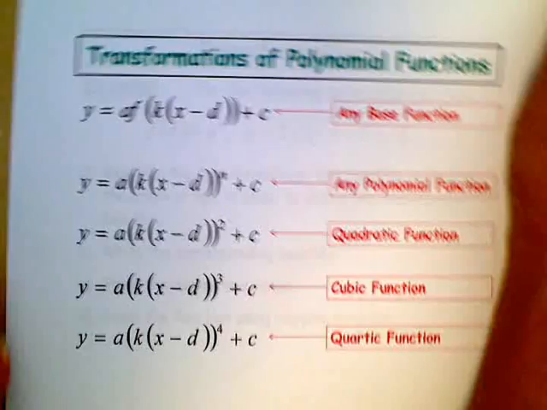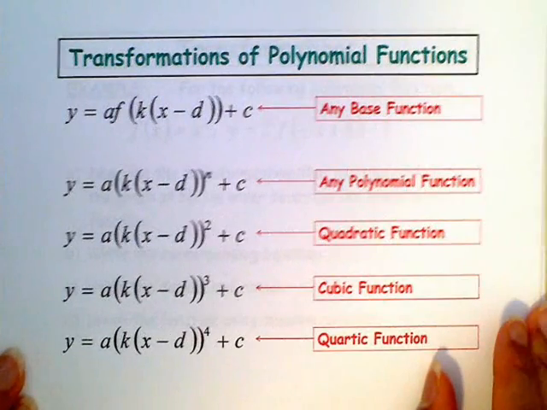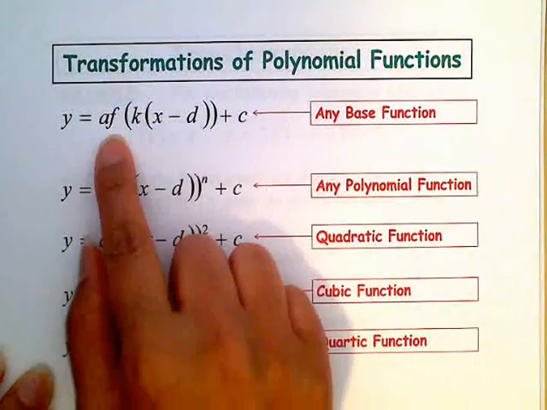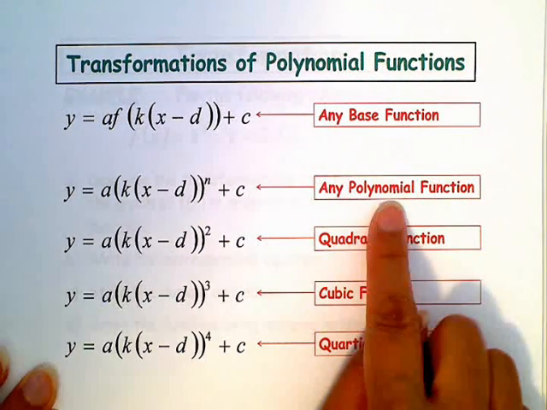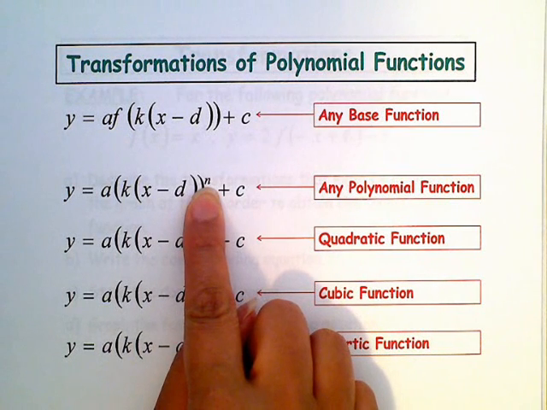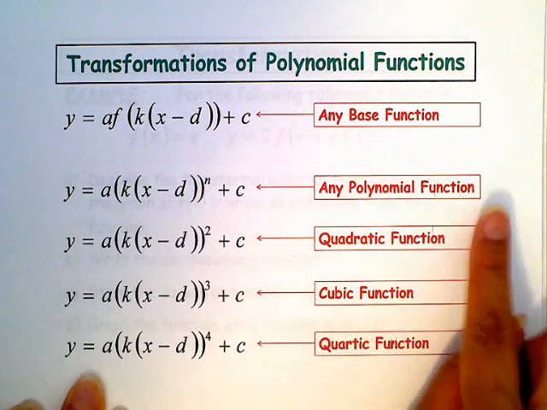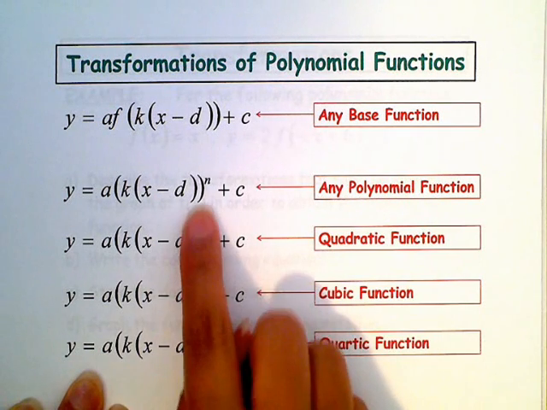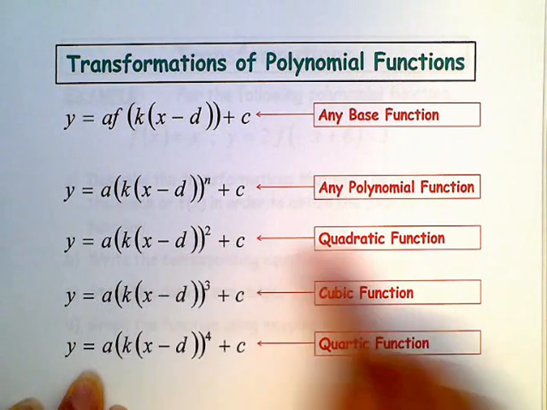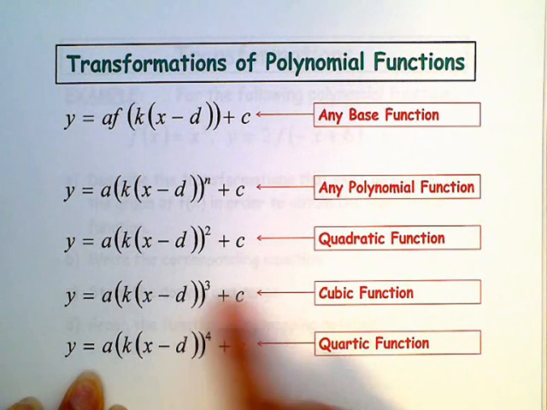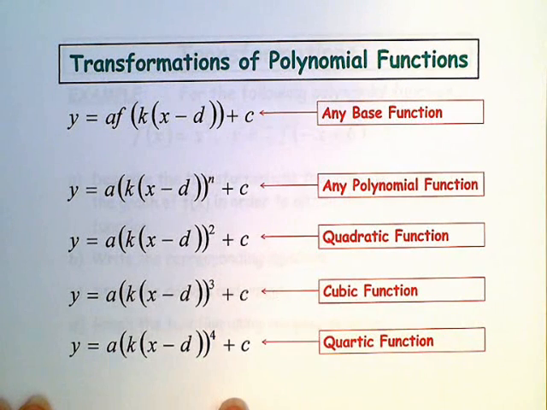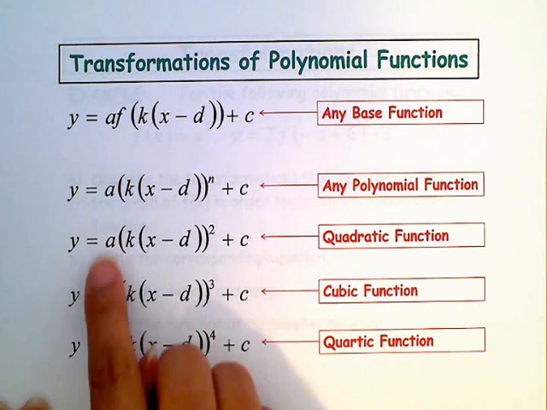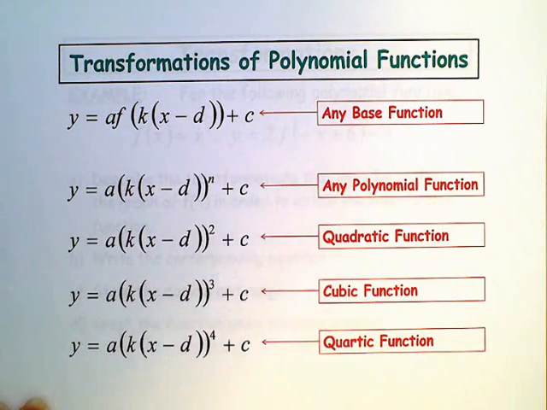So, transformations of polynomial functions. Depending on whether you're looking at any base function, you would include an f if it's just any base function, or whether you are looking at a polynomial function, you would have an exponent applied. You can look at specific examples of polynomial functions as well. A quadratic polynomial function would have an exponent of 2. A cubic polynomial function would have an exponent of 3. And a quartic polynomial function would have an exponent of 4. And so you can see that they all look exactly the same. The only difference is what the base graph would look like, but how a, k, d, and c are applied to any one of those functions is exactly the same.